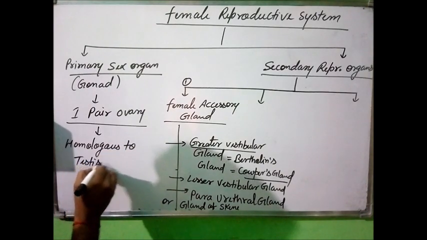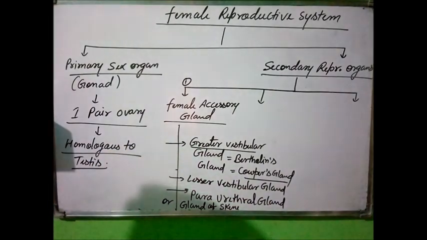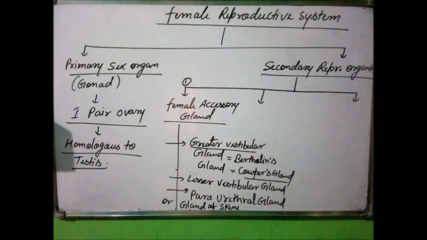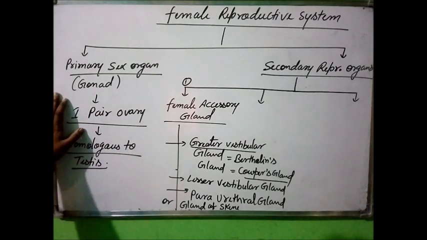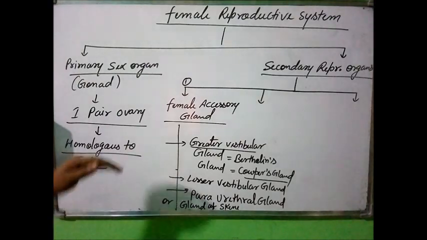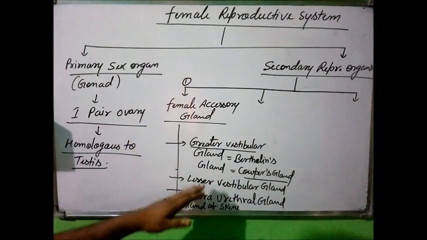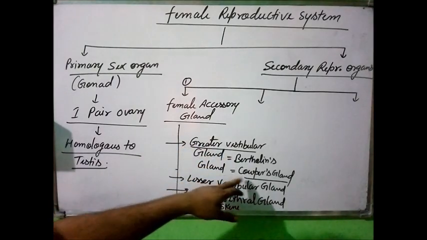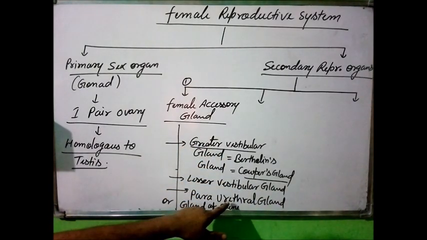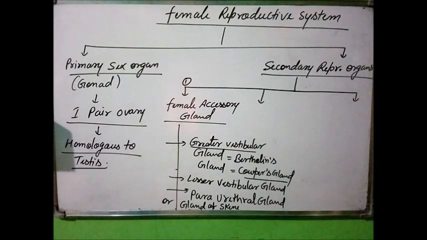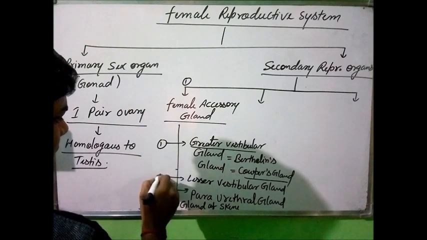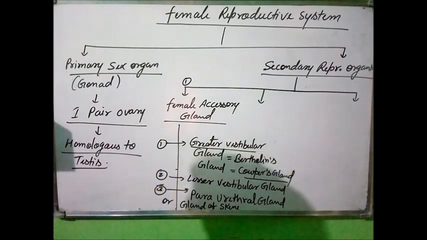testis. Why are we using the word homologous every time? Homologous means similar in origin. As in case of male, testis is going to be originated or developed, in the same way from the same part ovary is going to be developed, hence it is homologous to testis. And in the same way here, greater vestibular gland is homologous to copper gland, and para-urethral gland is homologous to prostate gland in male. So these are the three glands which are present in female.